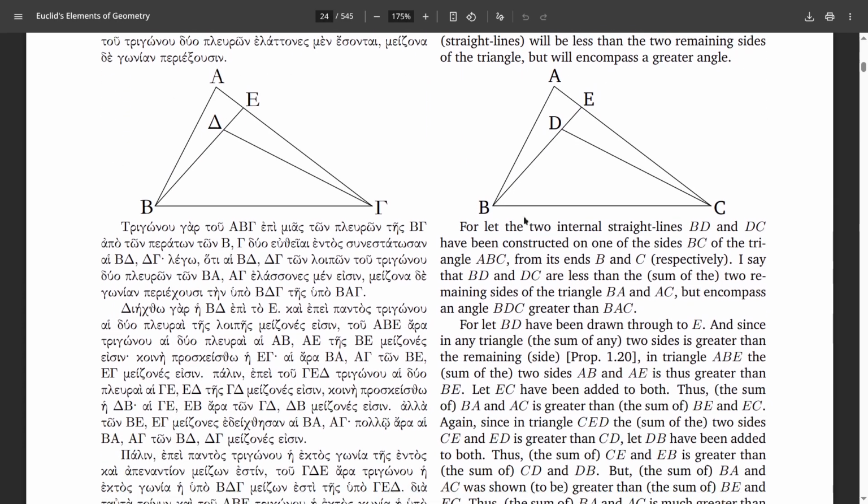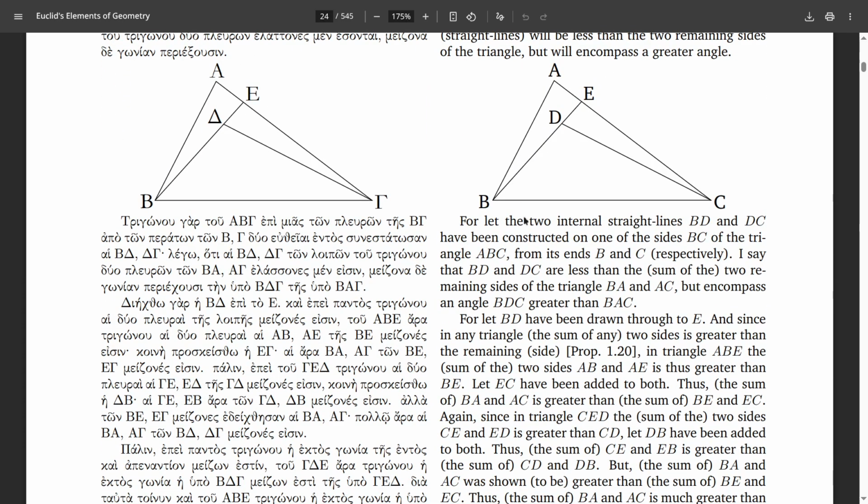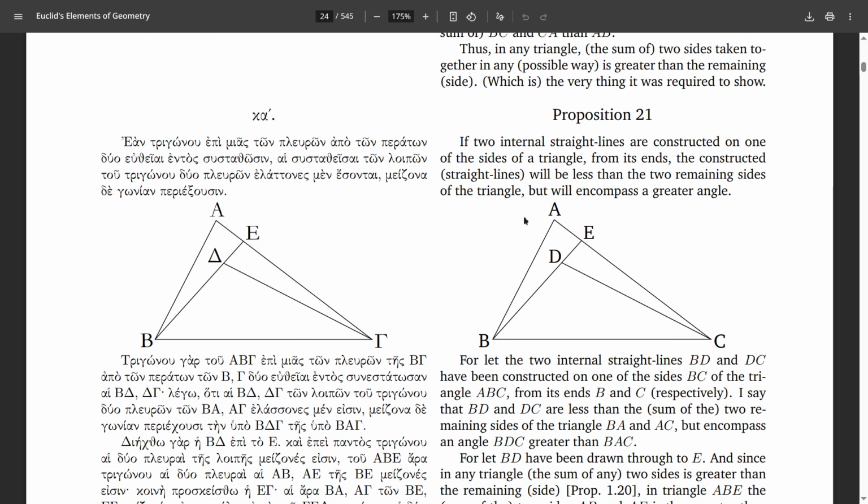Alright, continuing on. What is this? That's something crazy right here. If two internal straight lines are constructed on one of the sides of a triangle from its ends, the constructed straight lines will be less than the two remaining sides of the triangle, but will encompass a greater angle.